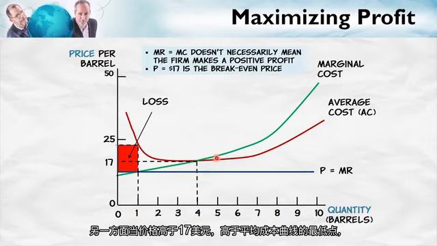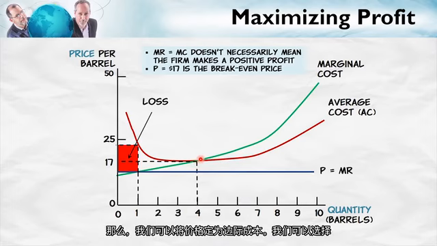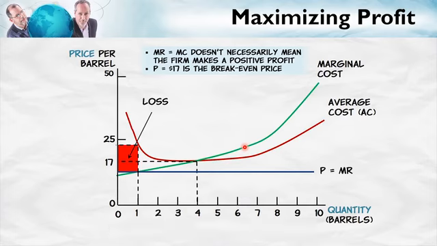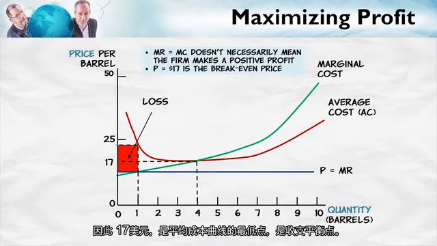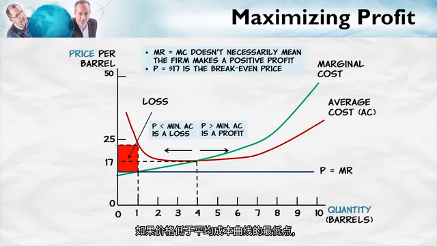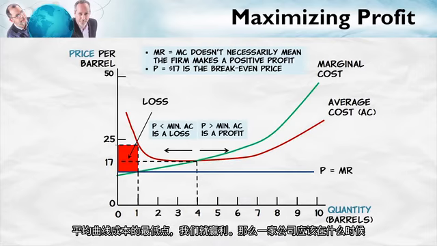On the other hand, once we get above $17, above the minimum of the average cost curve, then we can choose the quantity such that price is equal to marginal cost. That price will be above average cost, so we'll be taking a profit. Therefore, $17, the minimum of the average cost curve, is the break-even point. If the price is less than the minimum of the average cost curve, we're going to be taking a loss. If the price is bigger than the minimum of the average cost curve, then we can make a profit.